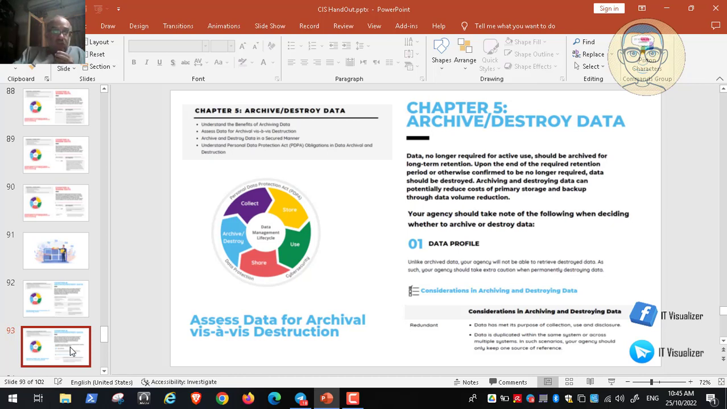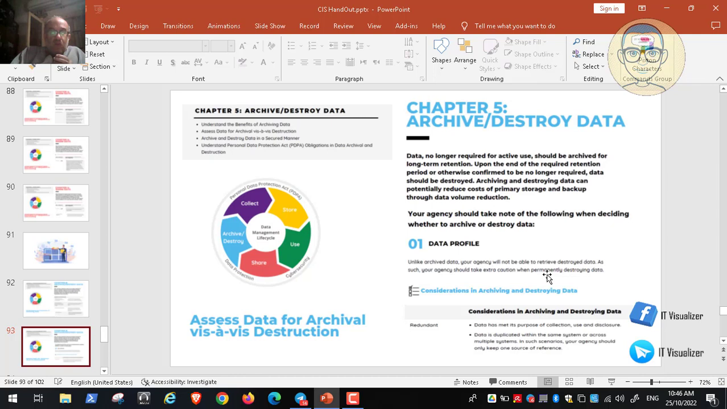So you need to take a decision whether you should archive the data or destroy the data. Let's see here. Your agency should take note of the following when deciding whether to archive or destroy data. Data profile. Unlike archived data, your agency will not be able to retrieve destroyed data. So if you decide to destroy the data, you will not be able to get it back. So you need to be very careful when you destroy the data. Your agency should take extra caution when permanently destroying data. You need to take into consideration that this data will not be retrievable.